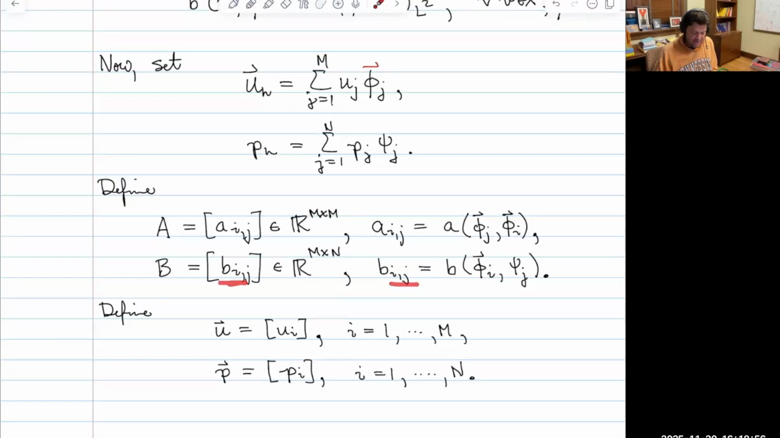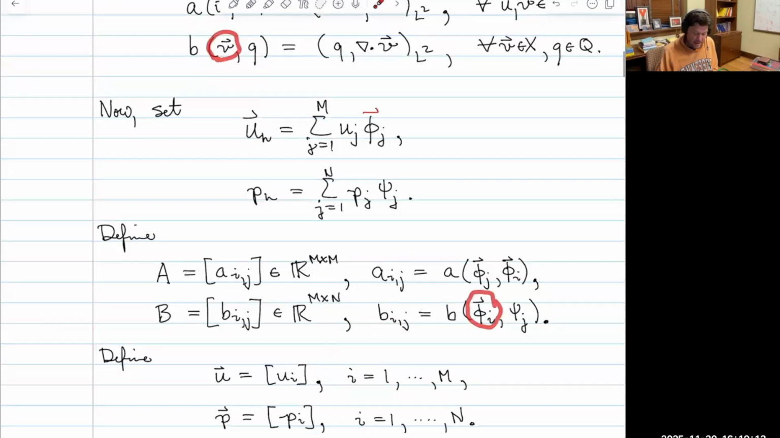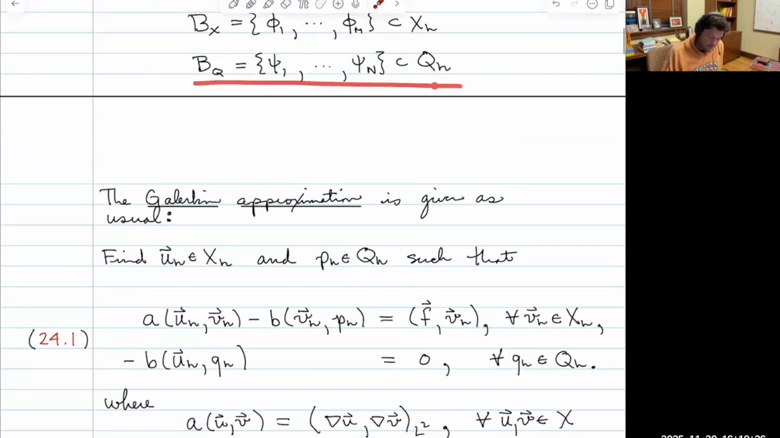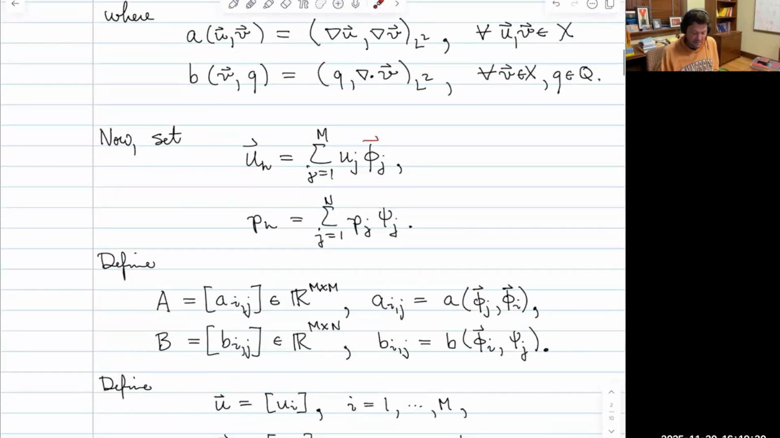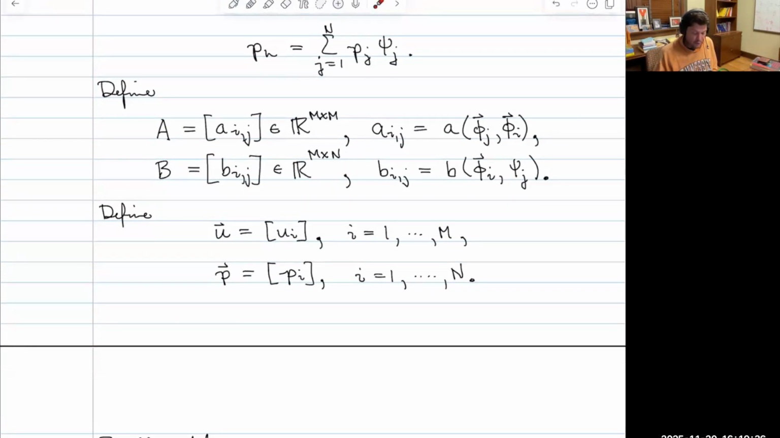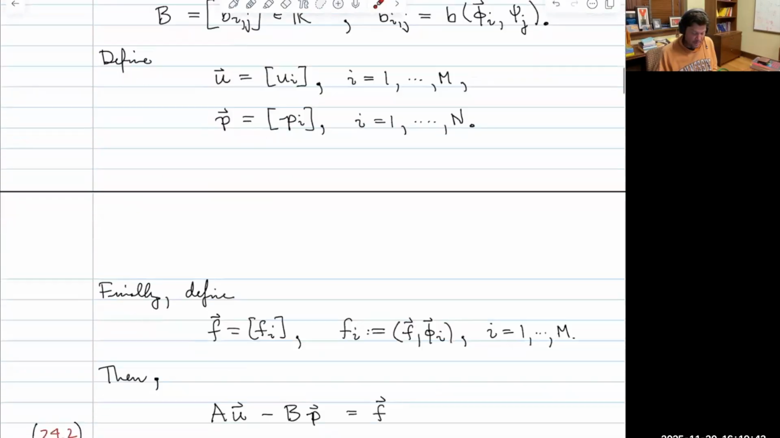Bij, the entries of that matrix, are given as follows. Bij is equal to b(phi_i, psi_j). Remember, a vector goes into the first slot of the bilinear form B, and in the second slot we're going to put a pressure, and the pressure is going to be psi j. And it's that pressure function, the jth pressure function from the basis for the pressure space. So that's how I'll compute the entries for this matrix A and this matrix B. And as I said, the coordinate vectors are constructed as we usually do. Put those in your pocket.